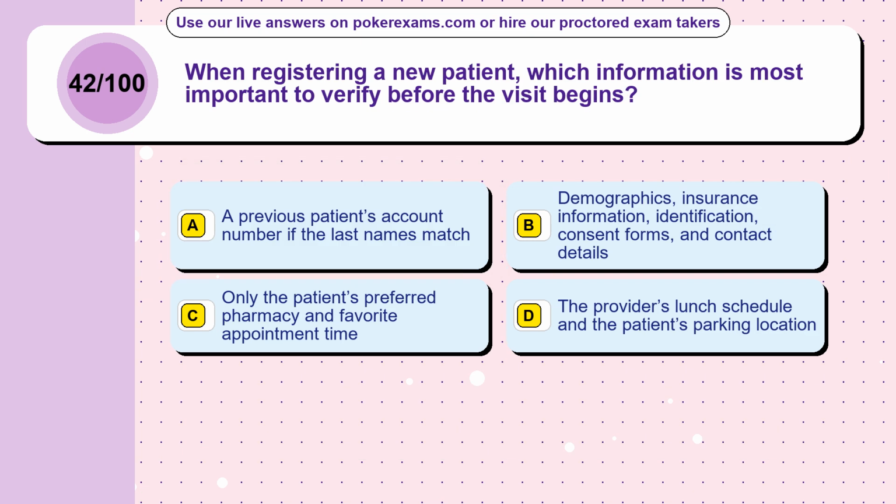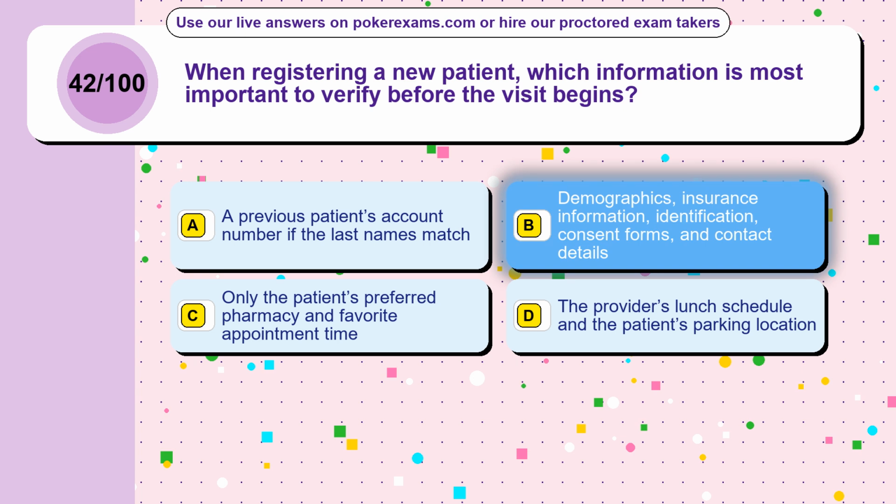Question 42. When registering a new patient, which information is most important to verify before the visit begins? Option A, a previous patient's account number if the last names match. Option B, demographics, insurance information, identification, consent forms, and contact details. Option C, only the patient's preferred pharmacy and favorite appointment time. Option D, the provider's lunch schedule and the patient's parking location.